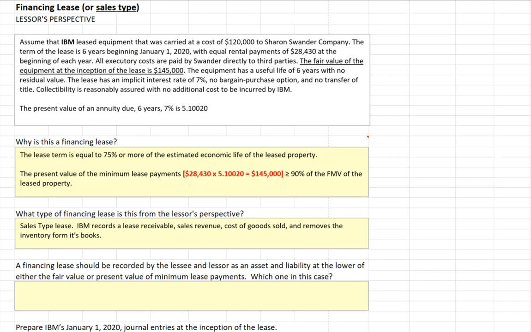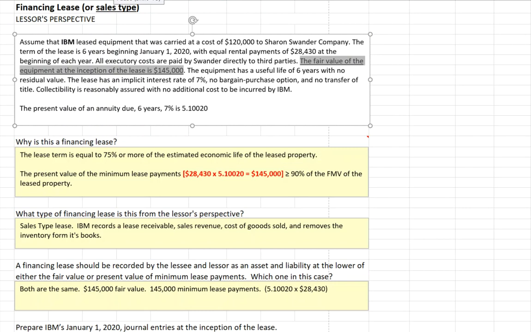And again, from the lessor's perspective, IBM's perspective, this is a sales type lease. IBM has essentially sold the equipment to Swandler, and instead of receiving cash, is entering into a financing agreement where IBM will receive $28,430 for 6 periods. And a financing lease should be recorded at the lower of either the fair market value or the present value of the future minimum lease payments. In this case, both of them are the same thing. We had the present value of future minimum lease payments, $145,000, and fair value of the equipment, $145,000.